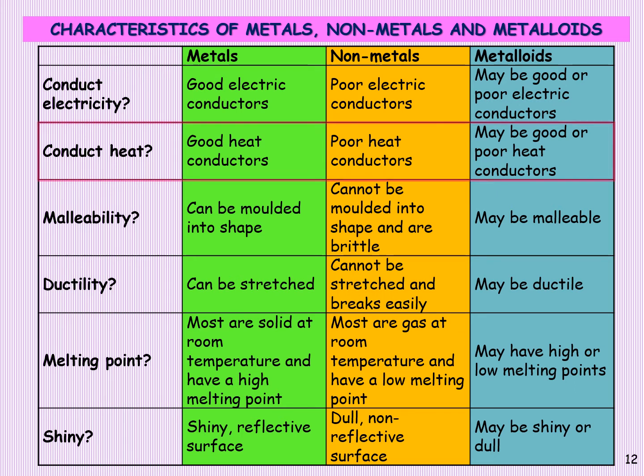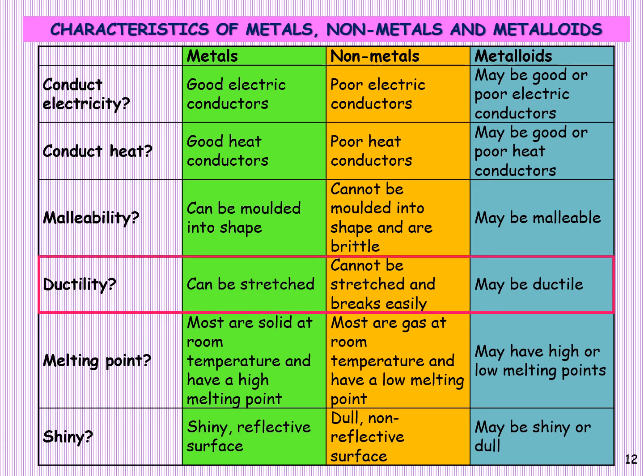What about the conduction of heat energy? Metals are good conductors of heat energy whilst non-metals are poor conductors of heat energy. Metalloids may be good or poor conductors of heat energy. Malleability refers to how well a material can be molded into other shapes. Metals are easily molded into other shapes whilst non-metals cannot be molded into other shapes. Metalloids, however, may or may not be malleable.